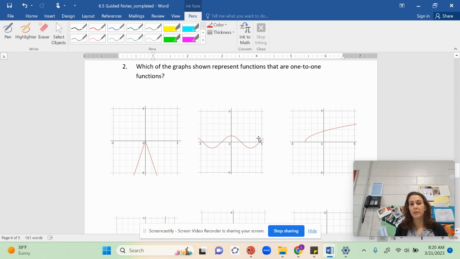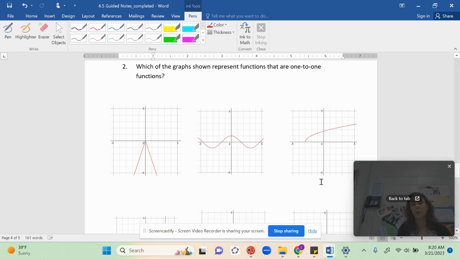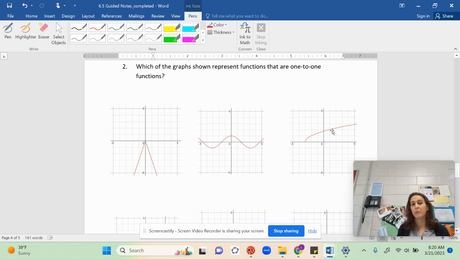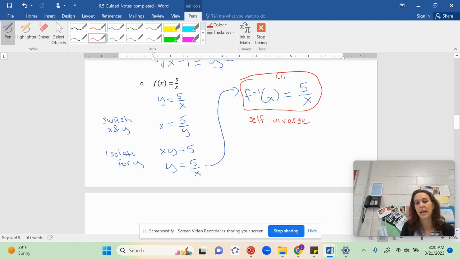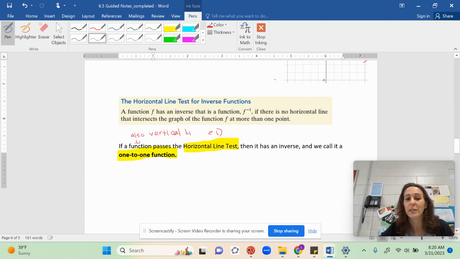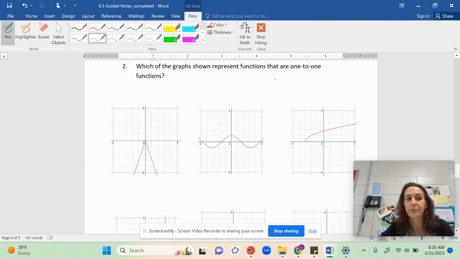So now for a pretty simple example, we want to know which graphs below represent functions that are one-to-one. Remember, if it's one-to-one, it means that the inverse is also a function. So let's jot that down. One-to-one means that the inverse is also a function.